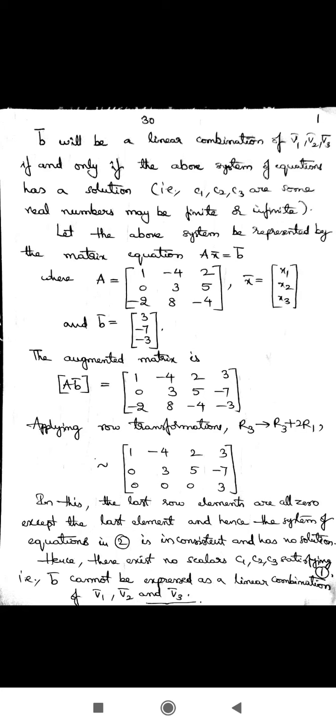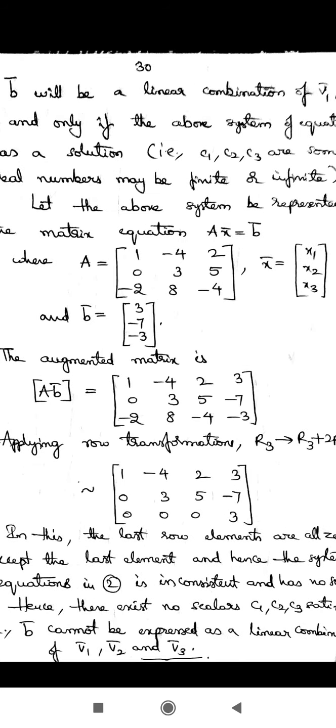So they have asked to determine whether b bar is a linear combination of v1, v2, v3 or not. Our answer is that b bar cannot be expressed as a linear combination of v1 bar, v2 bar and v3 bar.